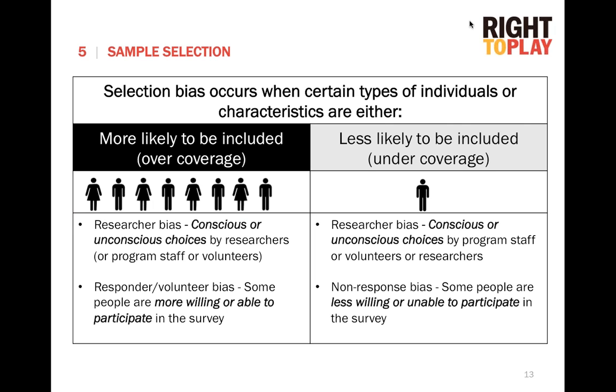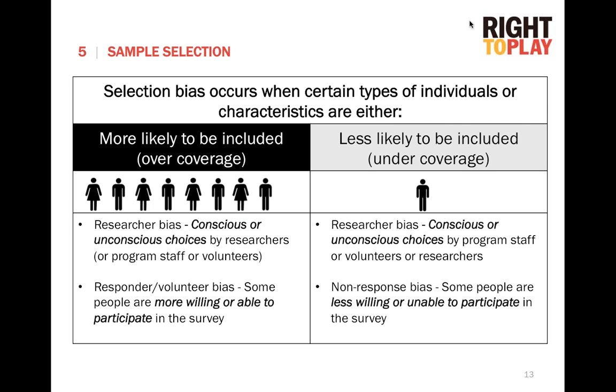So selection bias happens when certain types of individuals or certain characteristics are either more likely to be included, which is known as overcoverage, or less likely to be included, which is known as undercoverage. There are basically two main ways that selection bias can be introduced into your sample. One way is bias on the part of the researcher. These could be conscious or unconscious choices by the researcher, by the M&E officer, by the program manager, in terms of who they choose.